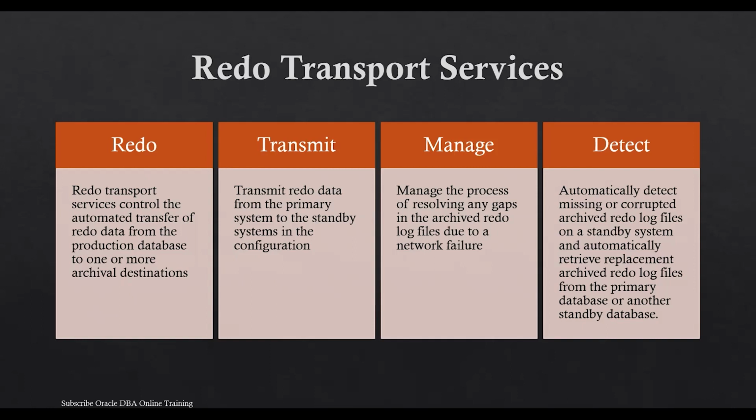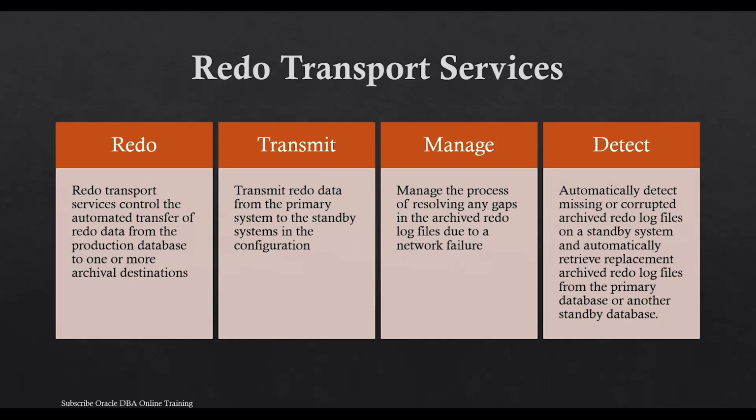Whenever we talk about the redo transport service, we have already seen how archives are generated on the production and then transmitted to the standby sites. The redo transport service controls the automated transfer of redo data from production to one or more archival destinations. Then the next part is to transmit the redo data from the primary system to the standby database system in the configuration. It will transmit all the archives to the mentioned destinations.